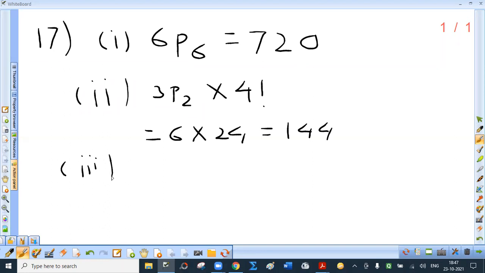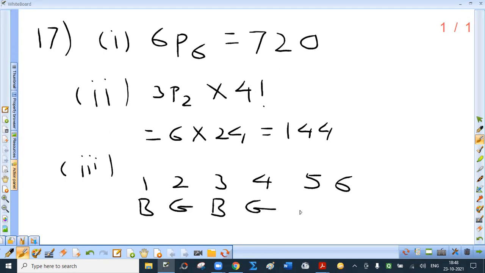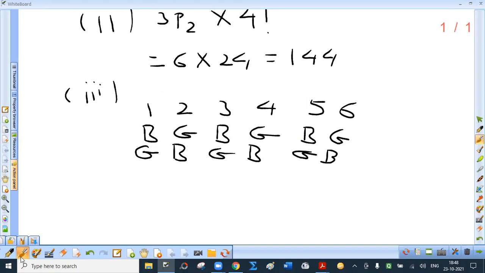Third part, boys and girls are at alternate places. Now, 3 boys and 3 girls. Number of girls is the same as number of boys, right? So we can say that how many positions? 6. 1, 2, 3, 4, 5, 6. So boy, girl, boy, girl, boy, girl, or girl, boy, girl, boy, girl, boy. So what I will say is 3 girls can be arranged at 3 positions in 3 factorial ways. 3 boys at 3 positions in 3 factorial ways.